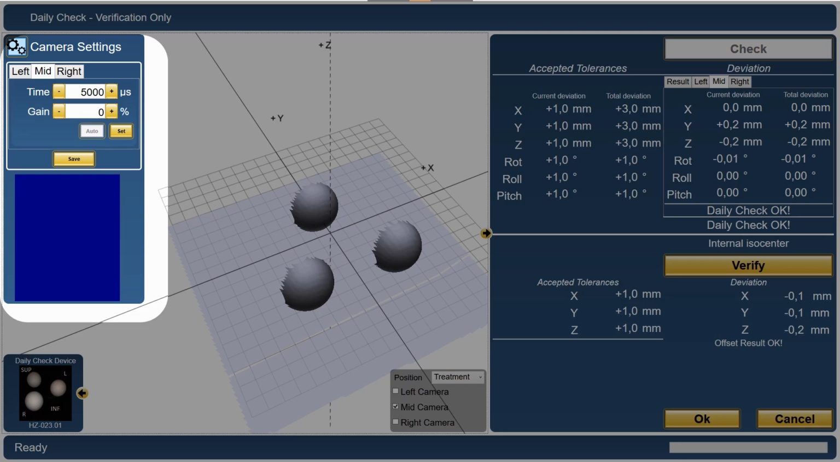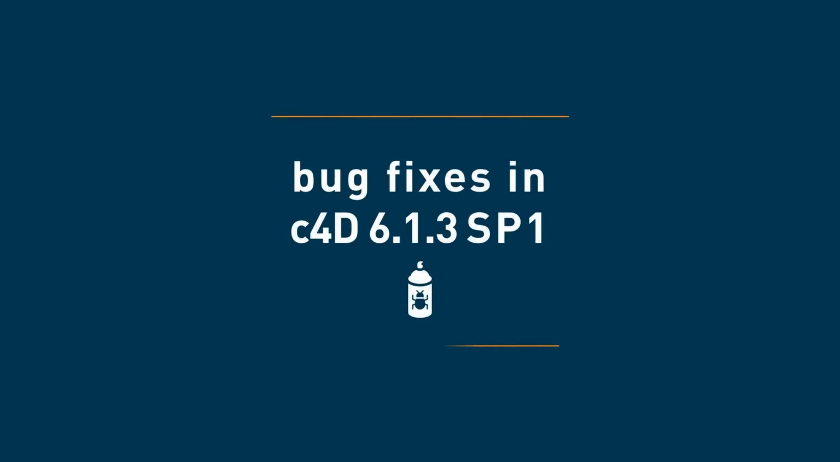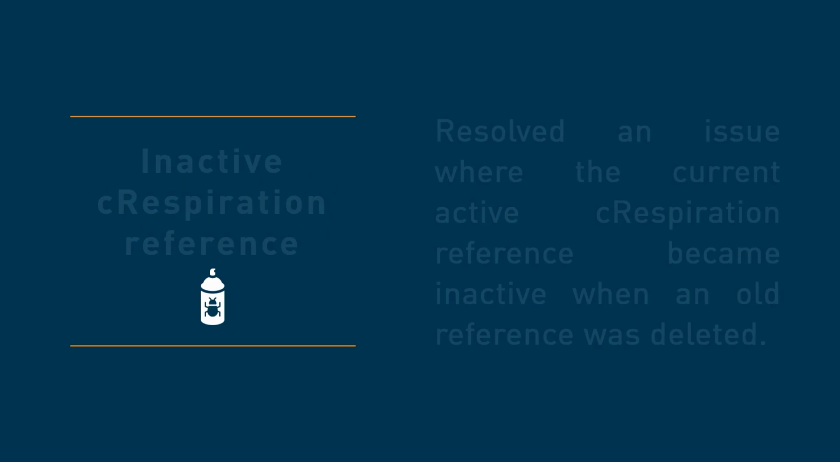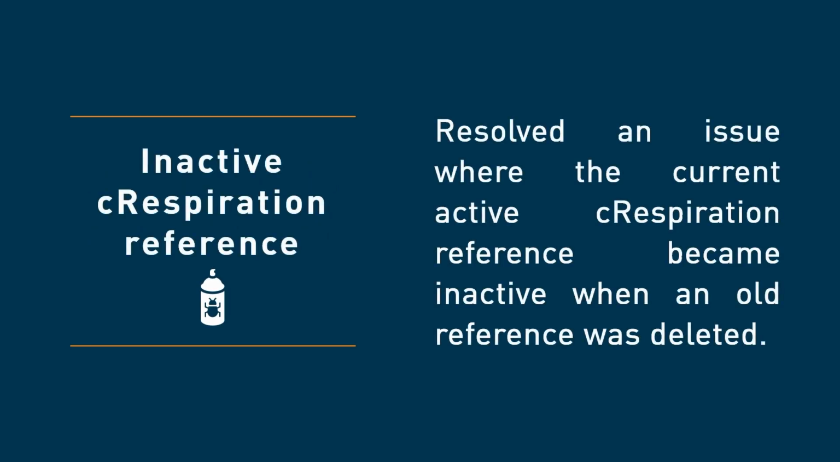Alright, now to the bug fixes that we have been able to apply to our new software version. I will combine the fixes from 613 and 613 Service Pack 1 here for easier understanding. First, when deleting any old inactive C respiration reference in c4D advanced mode, the current active C respiration reference became inactive, and then you needed to manually reactivate the reference. And yeah, this was resolved now.